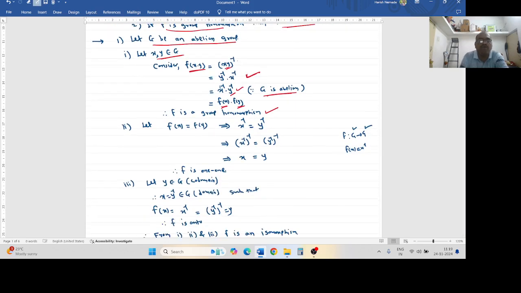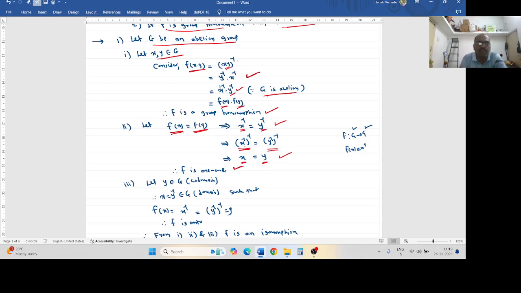Now we show f is one-one. So consider images are equal. Let f of x be equal to f of y. So f of x is x inverse and f of y is y inverse. So therefore we get x inverse is equal to y inverse. Apply inverse on both sides. So therefore x inverse inverse equals y inverse inverse. But x inverse inverse is x itself and y inverse inverse is y. So thus here we get x is equal to y. So thus whenever images are equal, f of x is equal to f of y, we get x is equal to y. So therefore f is one-one.